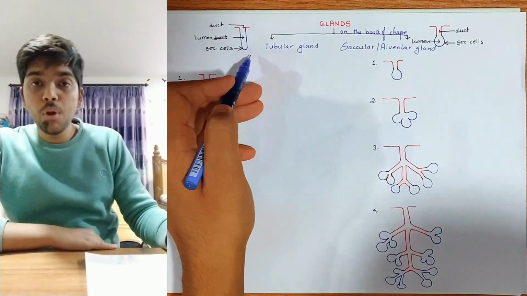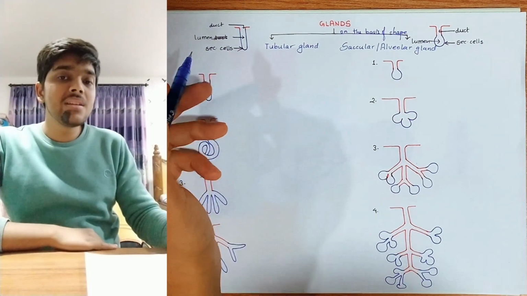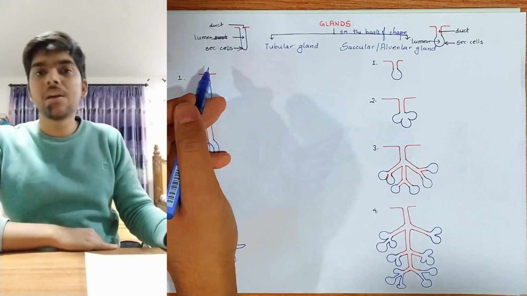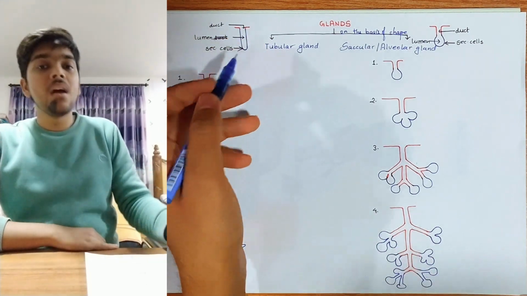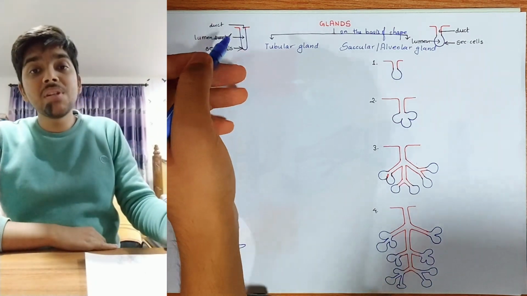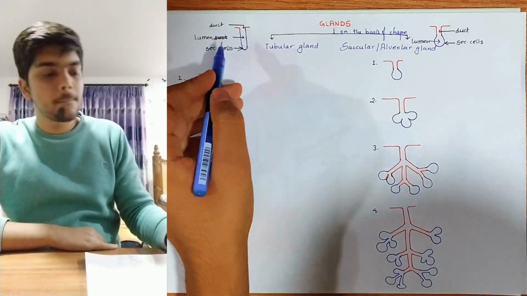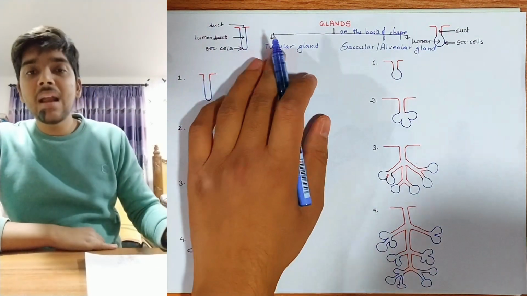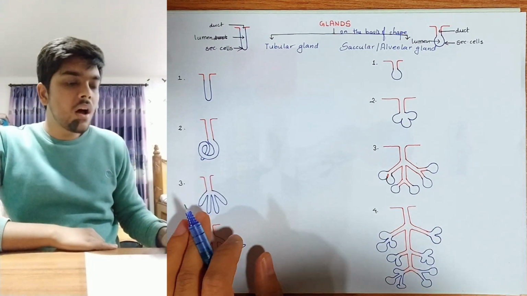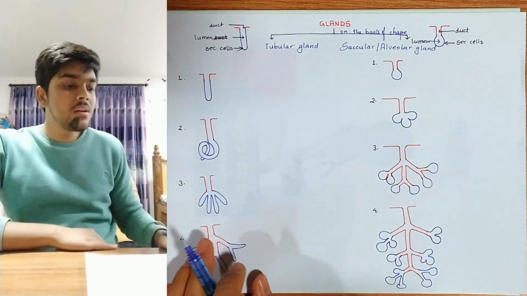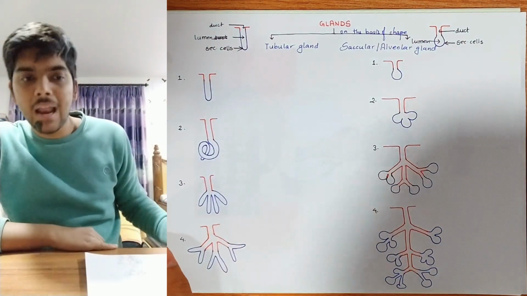And the one with the blue pen is the secretory part of the gland and consists of specialized cells for secretion, or secretory cells. The space inside the gland where the secretion is given off by those secretory cells is your lumen. Tubular gland can further be categorized into various types on the basis of the type of duct or the type of secretory part present in that gland.